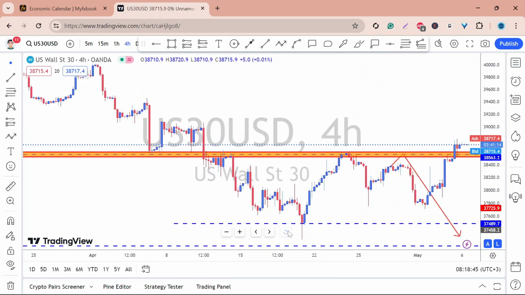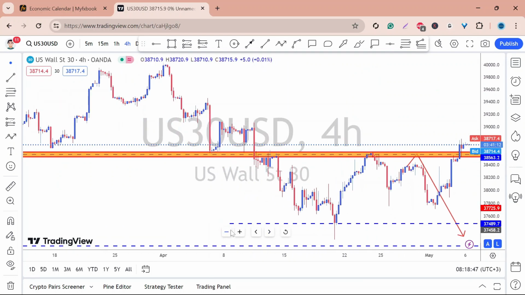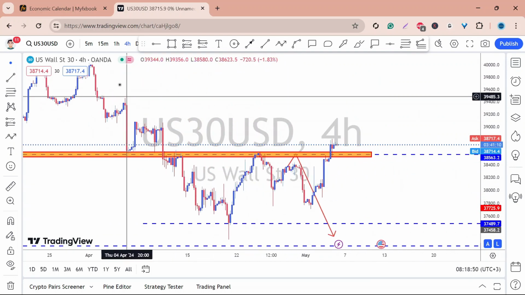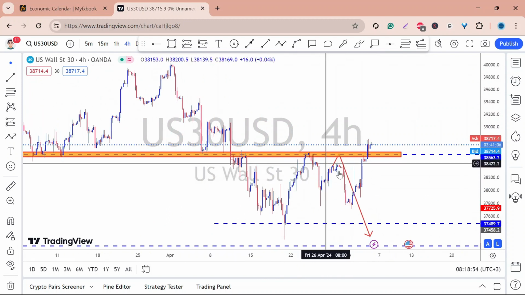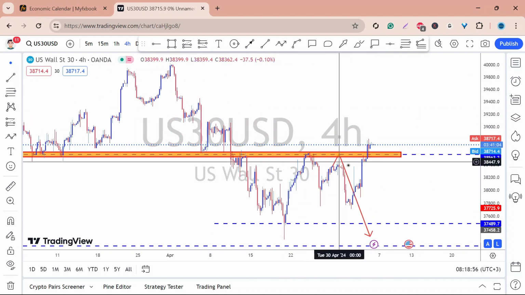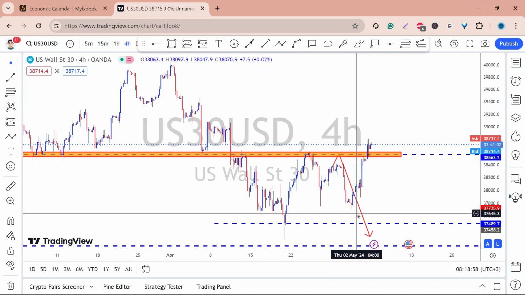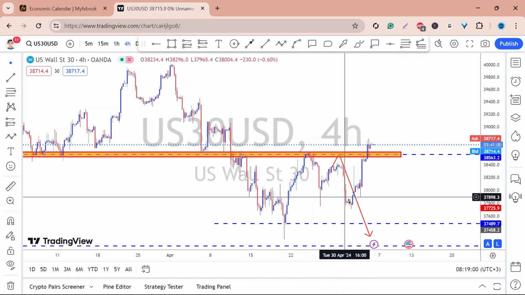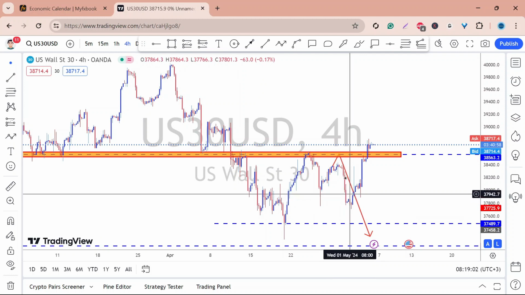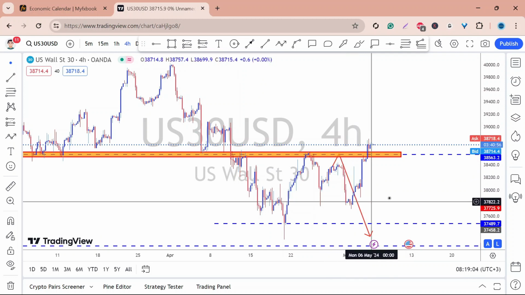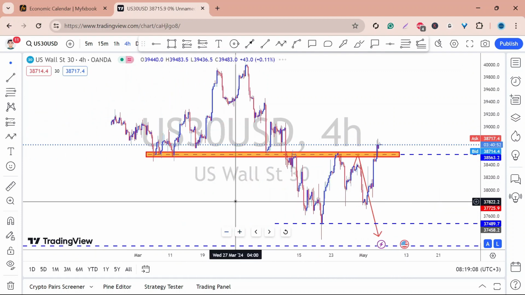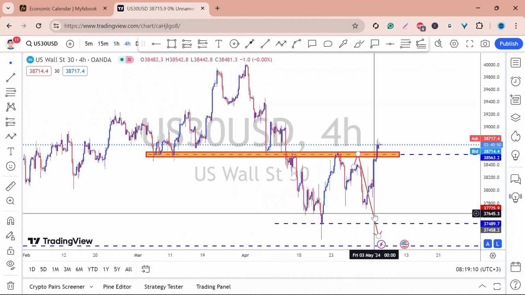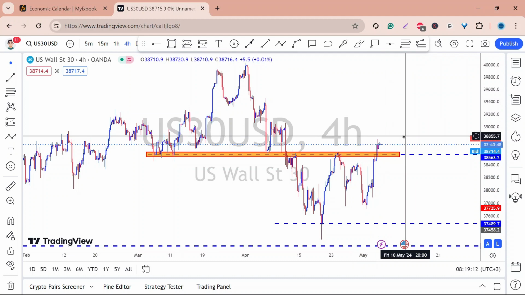Now, US 30. US 30 is what I was looking at last week, the previous week. Of course, we didn't have a touch of this zone before this downward movement, so it means that we missed that sell. Looking at US 30 this week now, I can see that things have already changed.